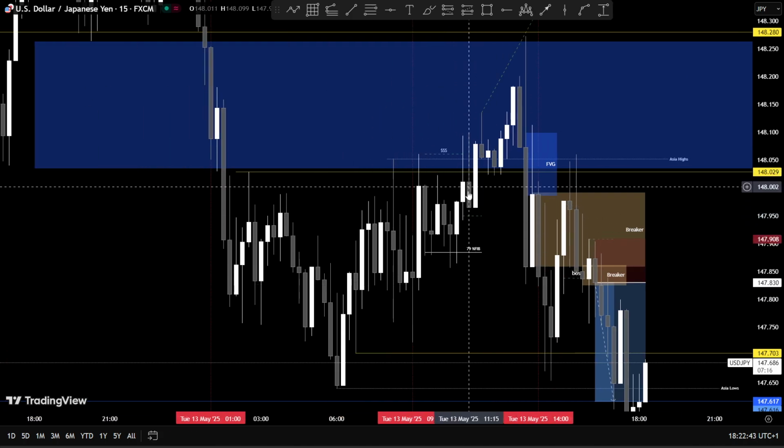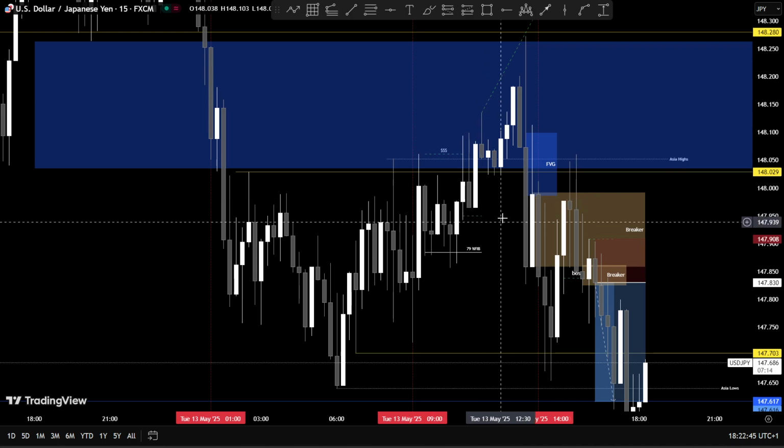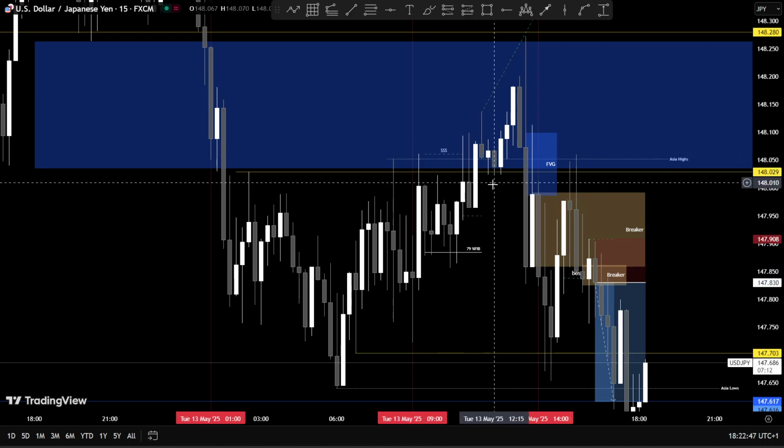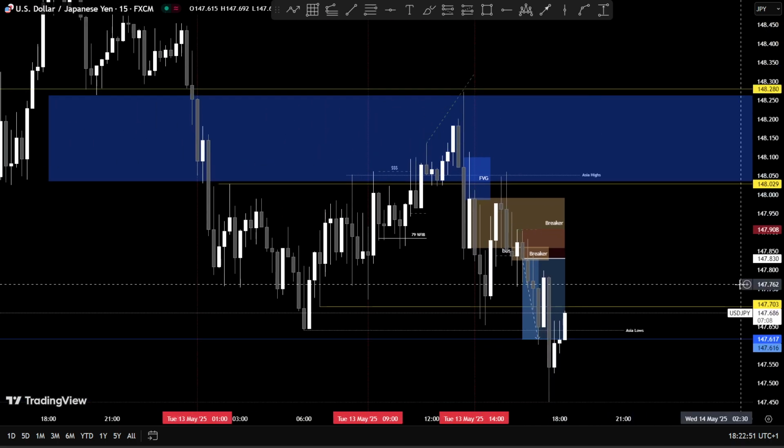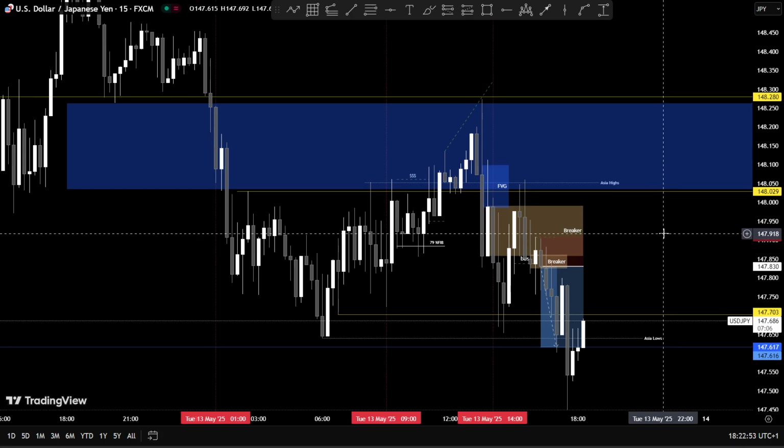Here I saw another opportunity getting formed, but not yet. Price did reverse another time. So by that time I said, I'm going to wait for CPI to come out and then I'll probably wait to see if there's any trade.